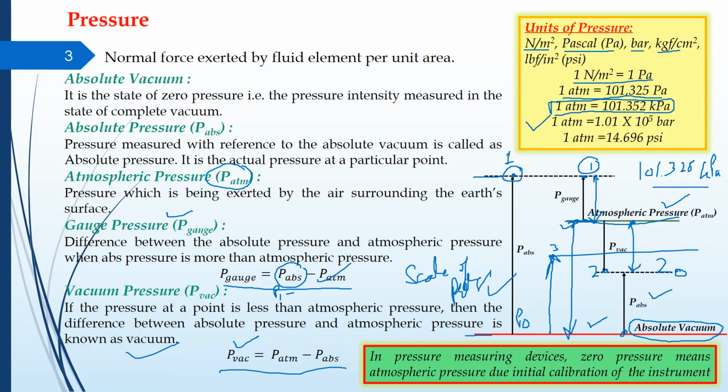So suppose you assume the atmospheric pressure as 0. Whatever value comes on that gauge, suppose the value is coming as 3 pascals, so certainly the gauge pressure is 3 pascals on that particular pressure measuring device.